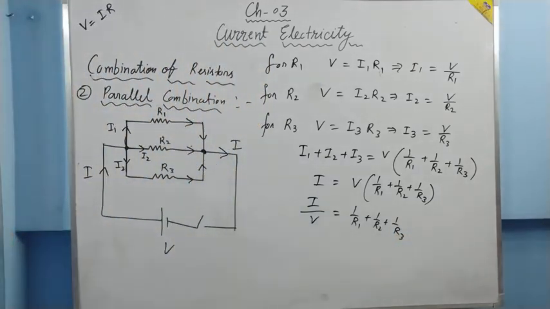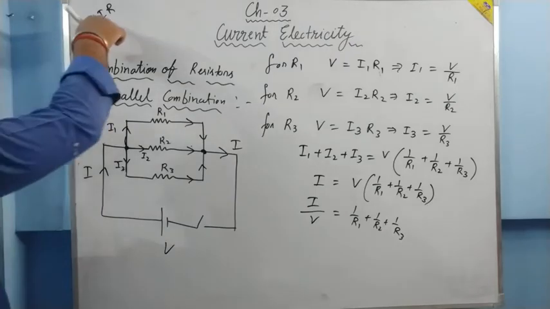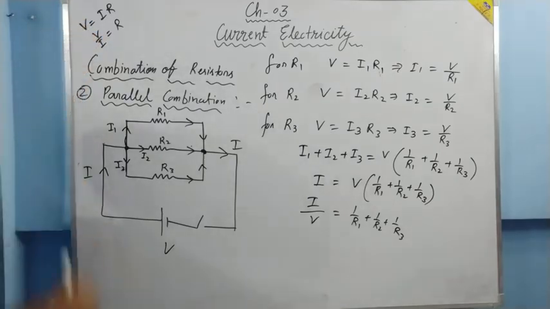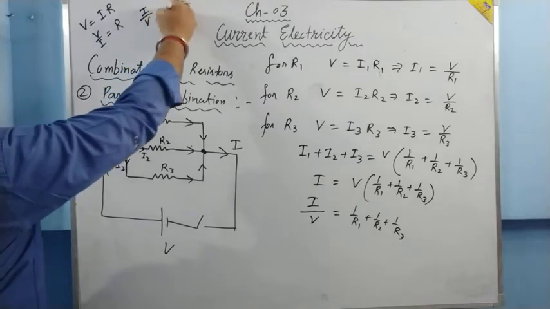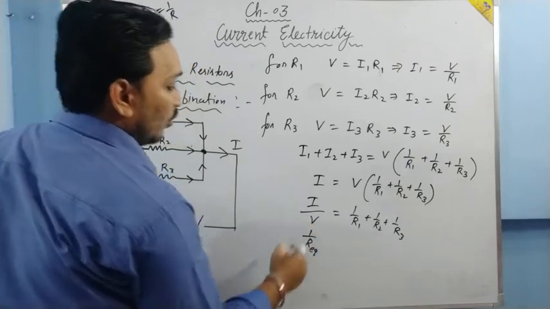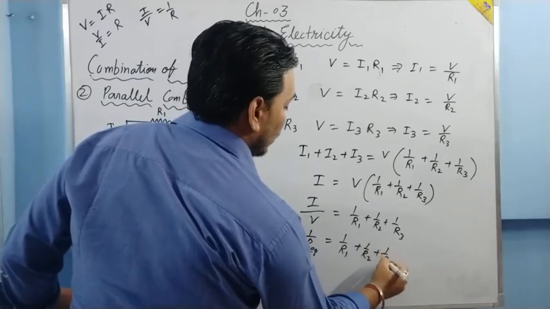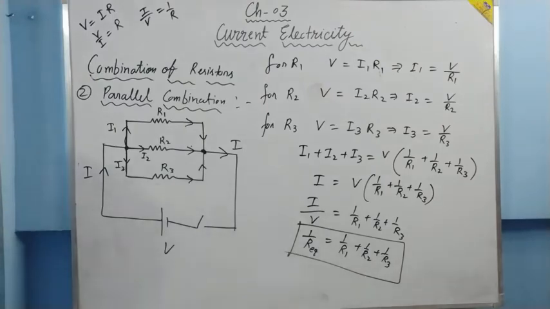Now what is I upon V? I is current, V is voltage. Current upon voltage. If it is V upon I, then it will be equal to R. But if it is I upon V, the reciprocal of this, we are going to have 1 upon resistance. Here we can write 1 upon equivalent resistance, because it is total current upon total voltage. So it will be 1 upon R1 plus 1 upon R2 plus 1 upon R3. This is the formula for equivalent resistance when the resistors are connected in parallel combination.